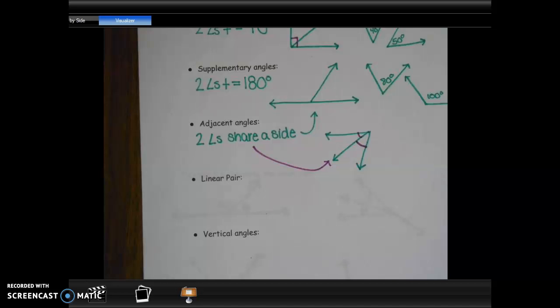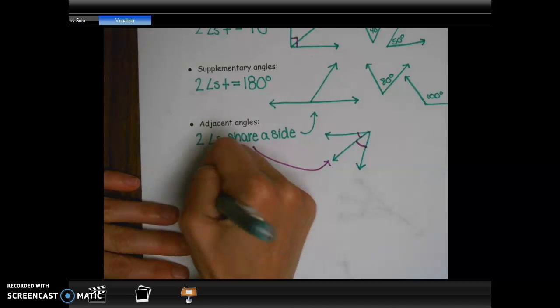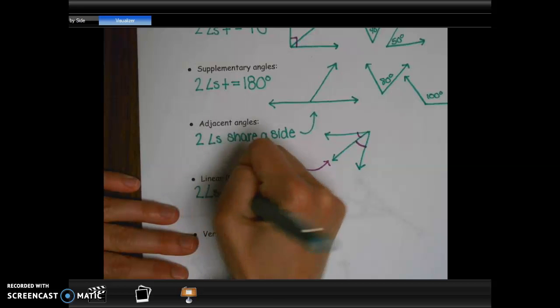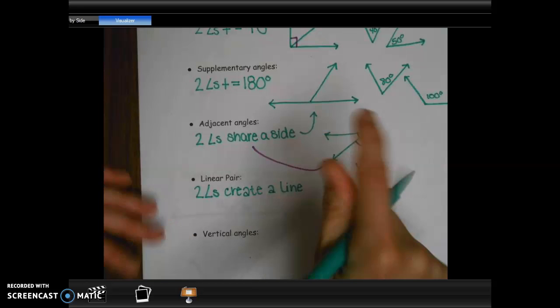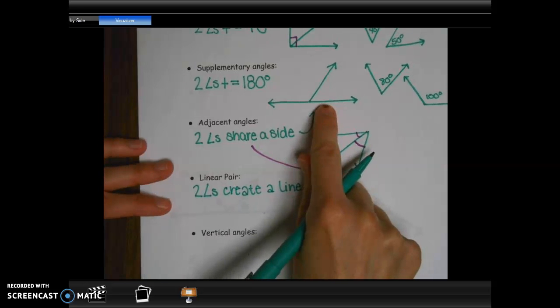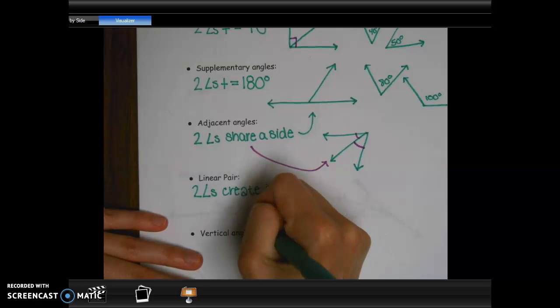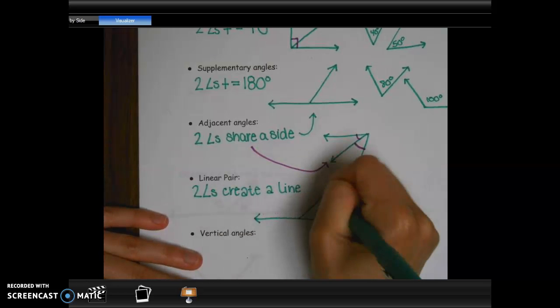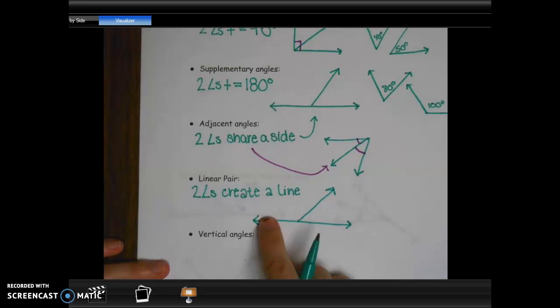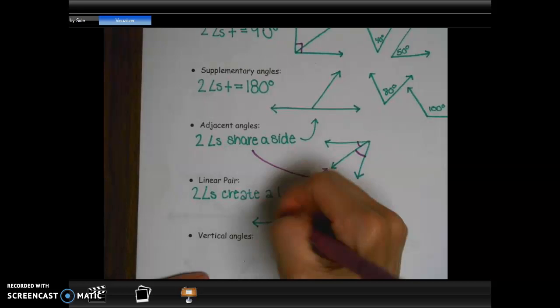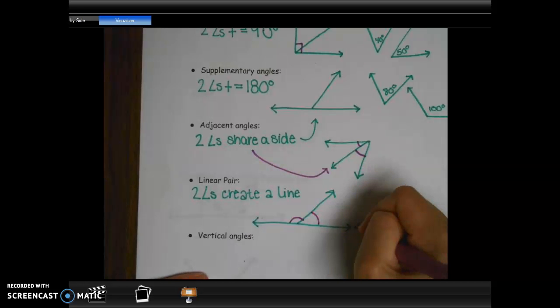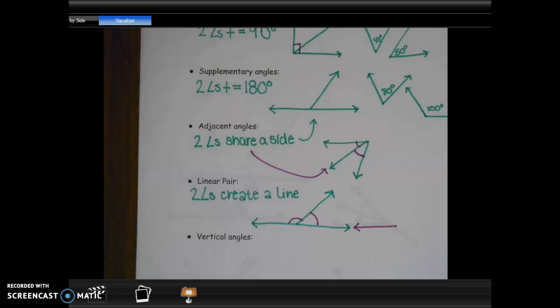Now, a linear pair. This is when two angles create a line. Remember how I was saying up here how this is something else besides just supplementary? It's considered a linear pair. Linear pairs can only look like this. Of course, this could be anywhere on here, but this is a linear pair because these two angles are creating this line when they're put together. Yes, they are adjacent, but ultimately they are linear because they're creating that line.